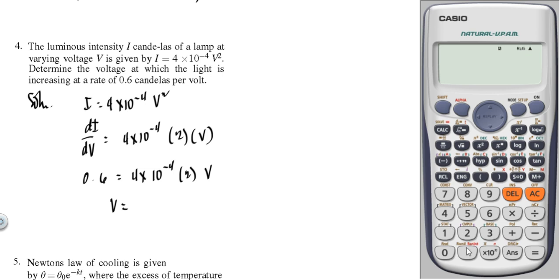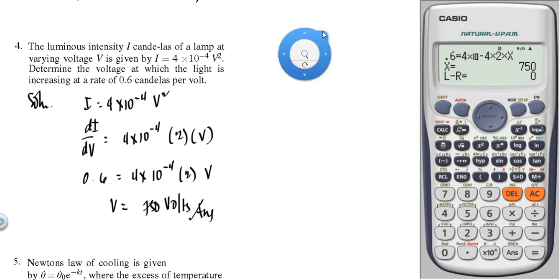So, we have 0.6. Let's use something different. 4 times 10 to minus 4, shift solve, let's use that, even if it's simple. 2 times alpha x. X is the V. Then shift, then solve. Okay, 750 volts. 750 volts. Yes, correct? See, 750. There. So this is your answer. Yep. Number 5.